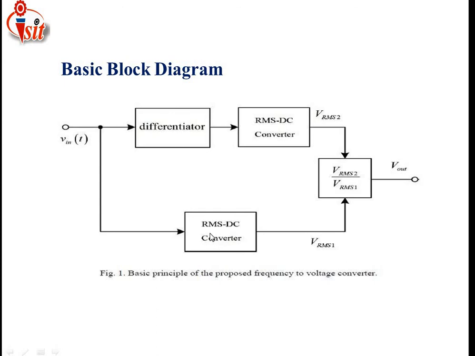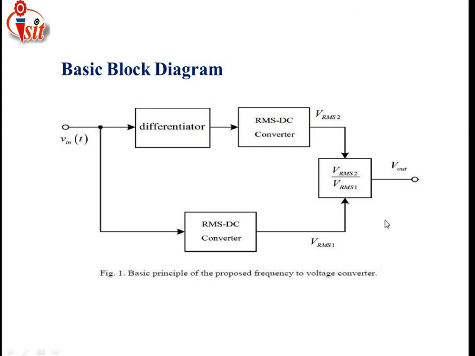That is, first of all the voltage is applied towards the differentiator as well as the RMS DC converter. The RMS DC converter is nothing but a root mean square direct current converter. Then it converts to RMS 1 voltage, and the voltage through the differentiator is also applied again to another RMS DC converter. That output generated by the RMS DC converter through the differentiator is named VRMS2, that means root mean square voltage 2 level, and the voltage directly from the RMS DC converter is represented by the letter VRMS1.